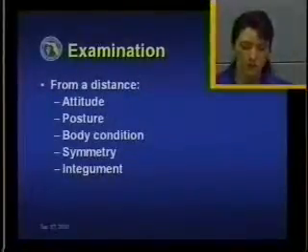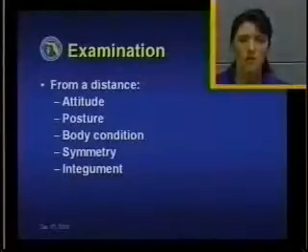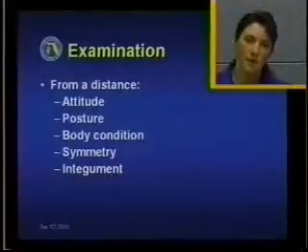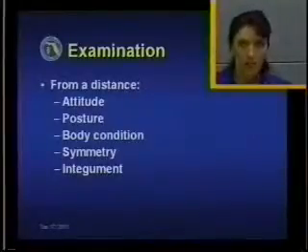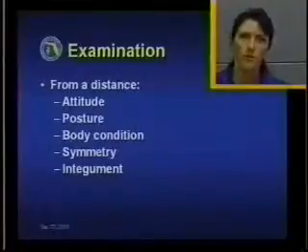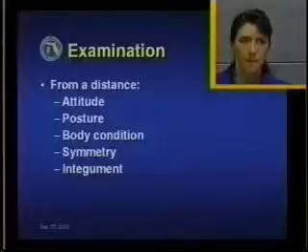First of all, when you start a physical examination of a horse, you always try to take a few steps back. And from a distance, the parameters that you will look at will be the attitude of the horse, the posture, the body condition, symmetry of the body, and the integument.